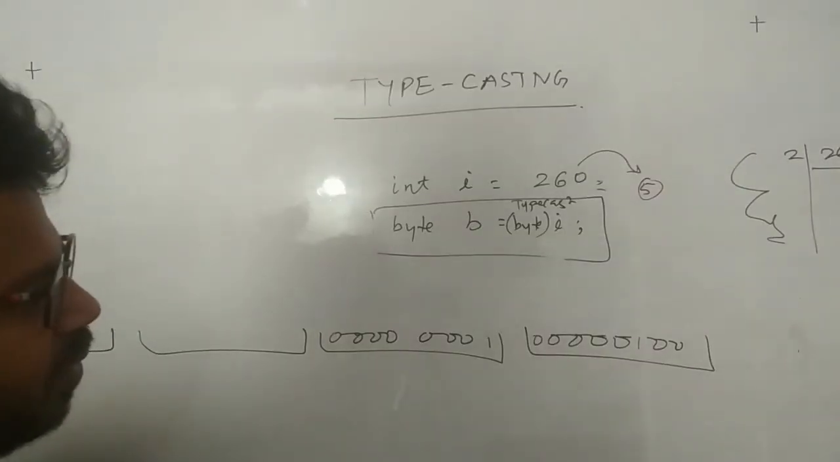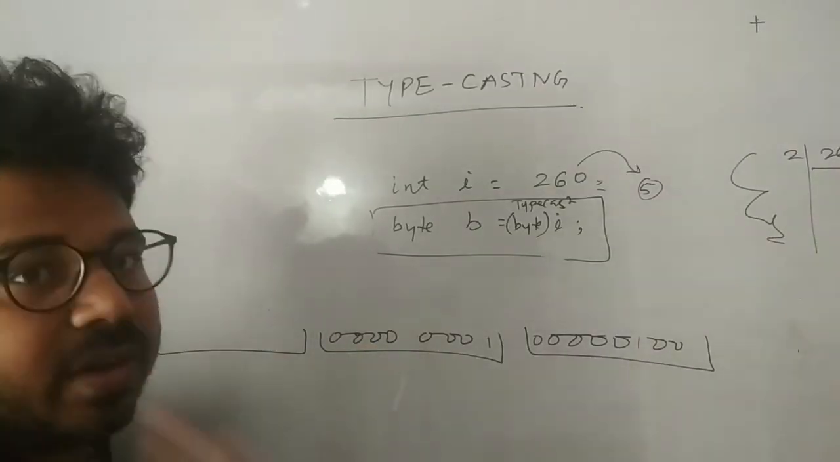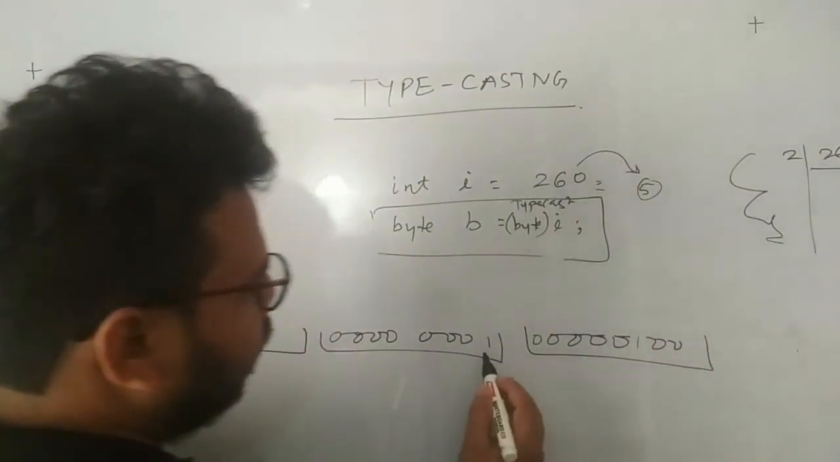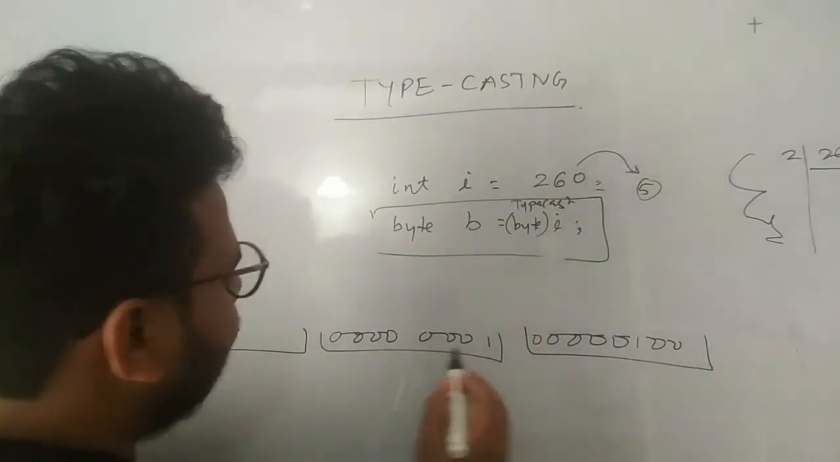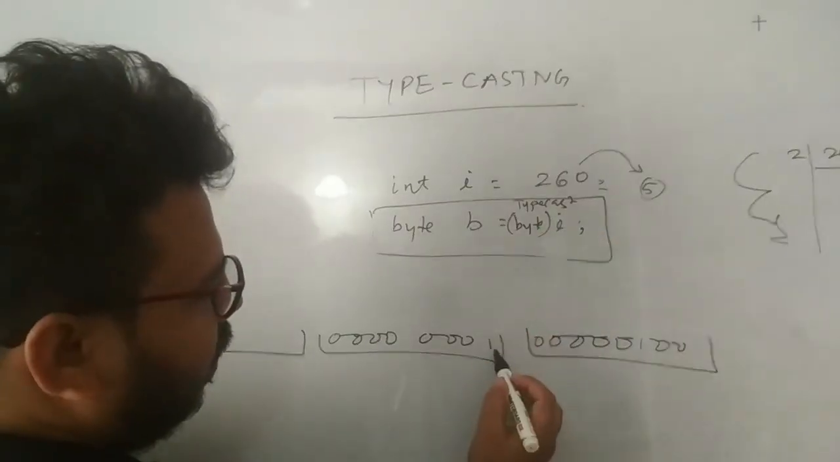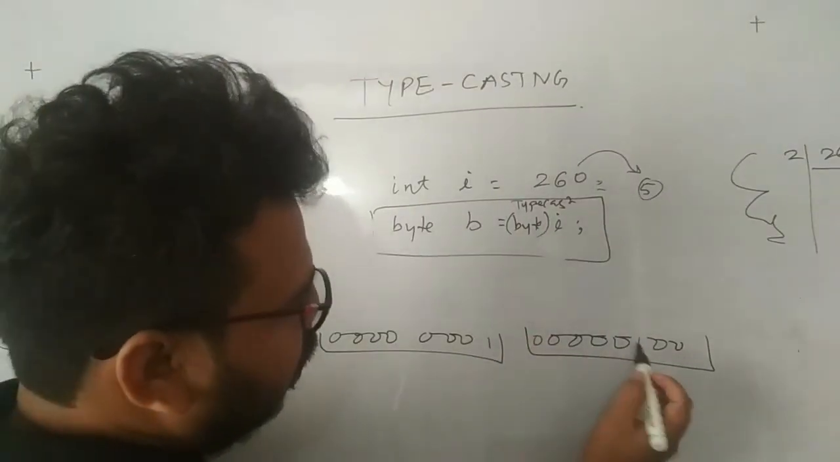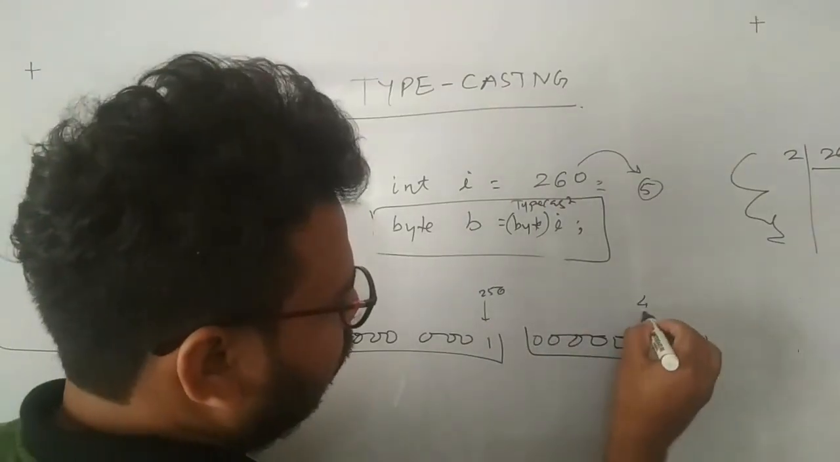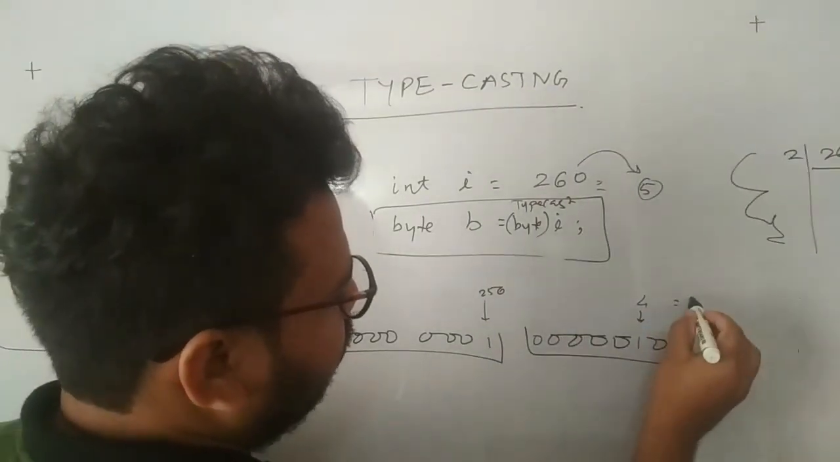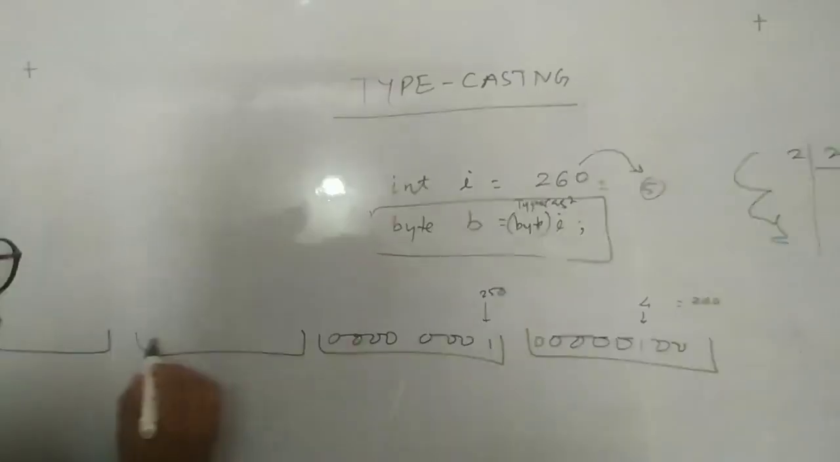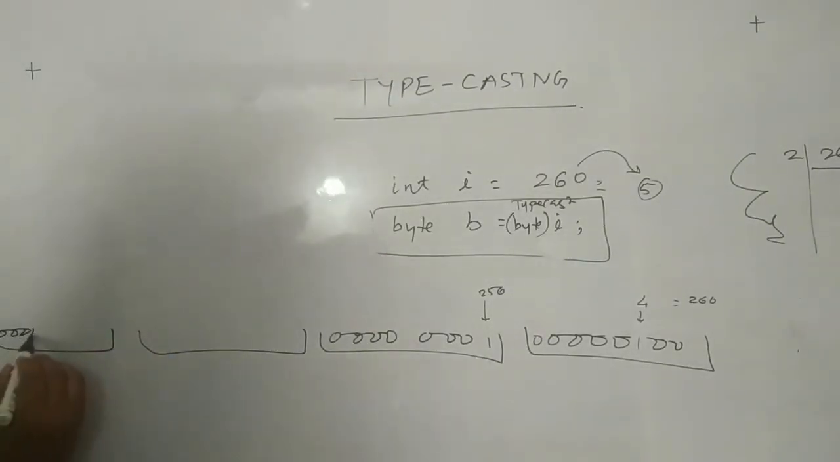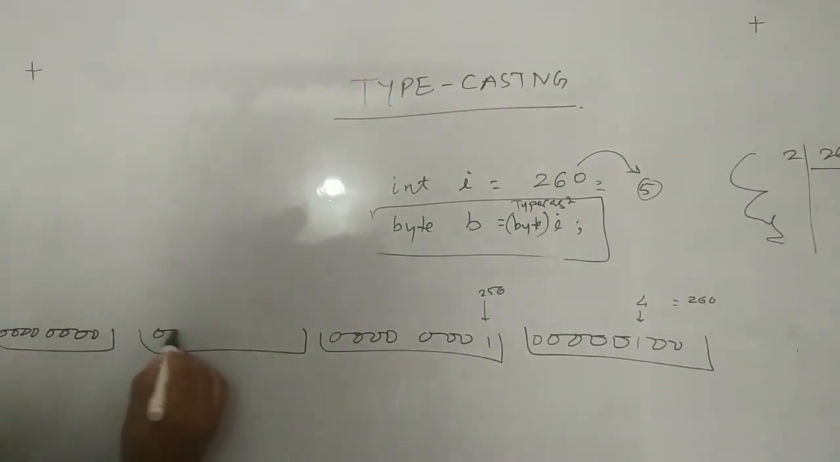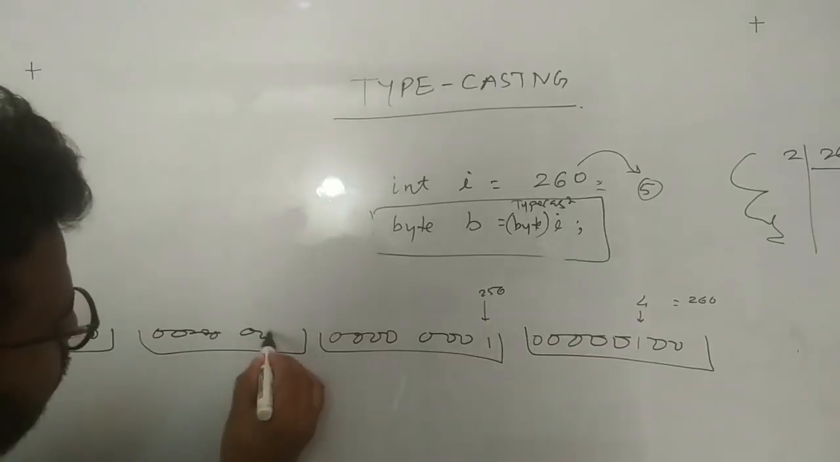This is the exact binary conversion. You can convert it on your own. This is the binary value of 260: 256 plus 4 is equal to 260. Now the remaining higher bits will all be 0.